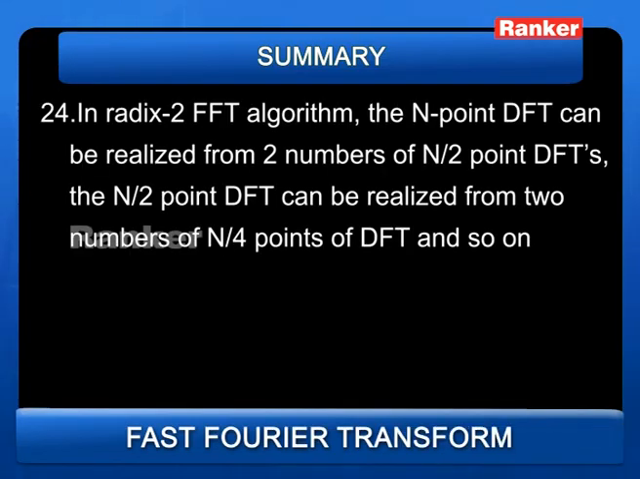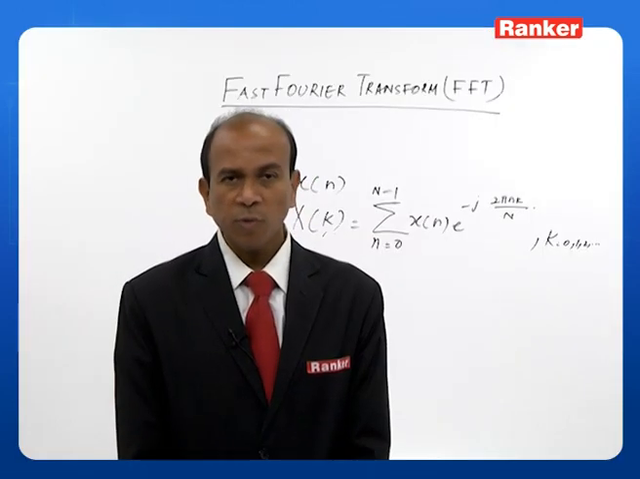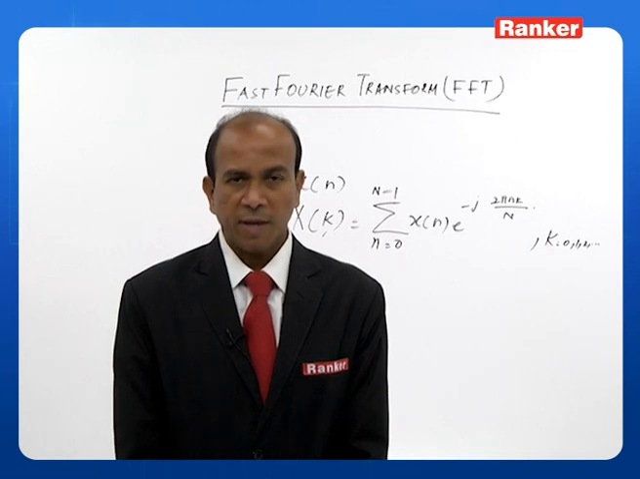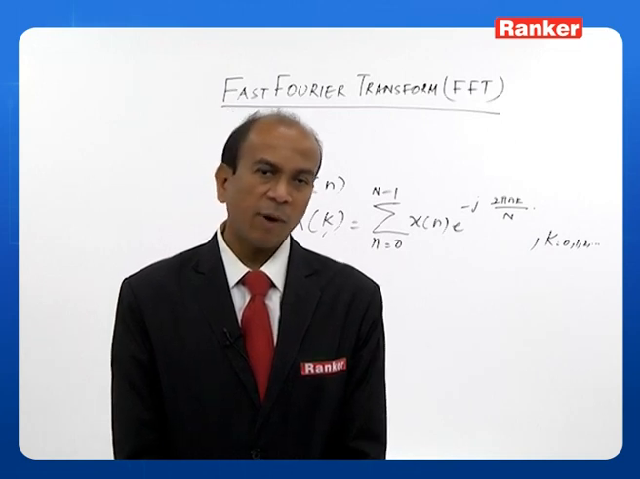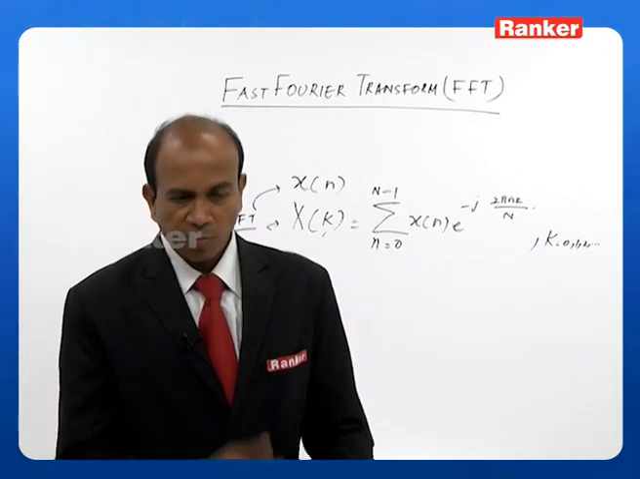The 24th point of the summary says, in the radix 2 FFT algorithm, the n-point DFT can be realized from two n by 2 point DFTs. The n by 2 DFT can be realized from two n by 4 point DFTs, and so on. Let us understand the sequence here. In the radix 2 FFT algorithm, the n-point DFT can be realized from two n by 2 point DFTs, and n by 2 can be realized from two n by 4 point DFTs, and n by 4 can be realized from two n by 8 point DFTs. That means, let us just put this on the board.